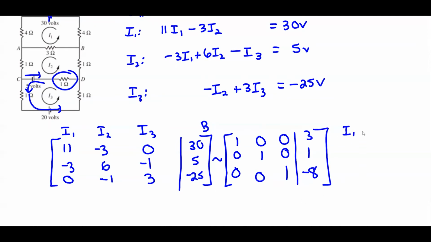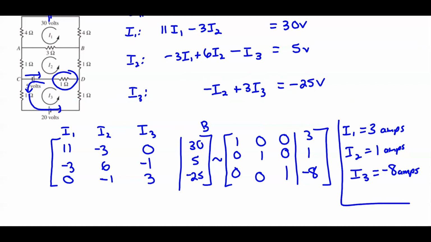So current I1 is equal to 3. I2 is equal to 1. I3 is negative 8 because of the direction. I think this is in amps. You can correct me if I'm wrong. But there we go. There's our current.